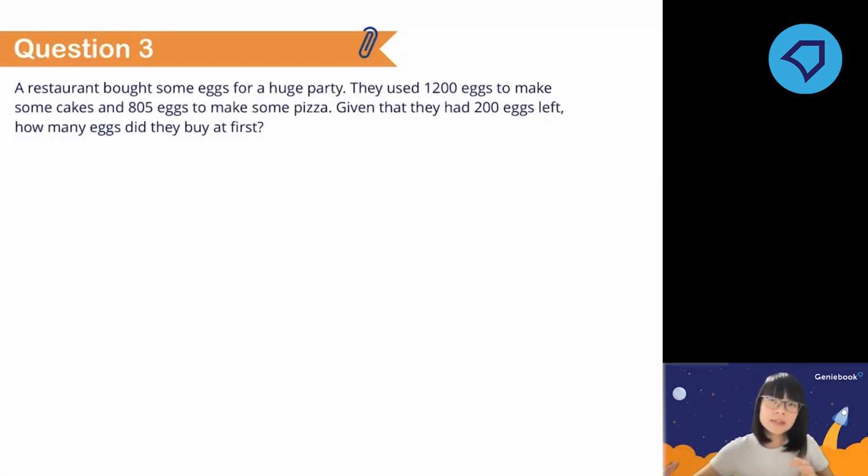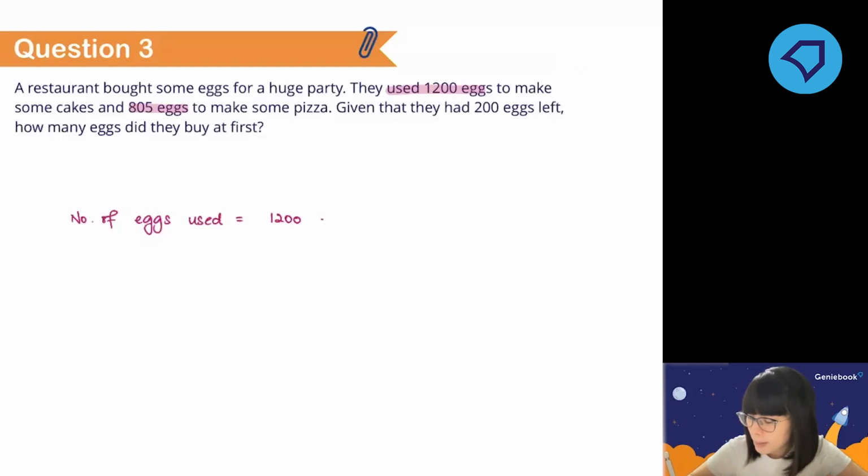For those of you who find it a little bit difficult, don't worry, we are going to split up into 2 steps, okay? So the first thing we need to identify is, hey, they used 1,200 eggs to make some cakes and 805 eggs to make some pizza. So we can find the number of eggs used. You're going to take 1,200 plus 805. Can anybody tell me the answer over here? What's 1,200 plus 805? It's 2005. You guys are correct. It's 2005.